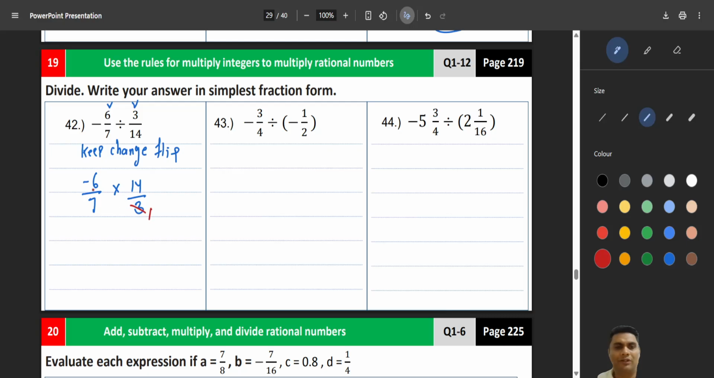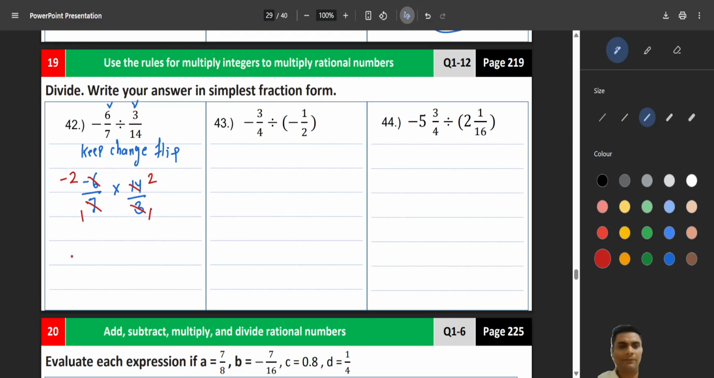Yes, 3 times 1, 3. 3 times 2, 6. Here I will put a minus because there I have minus. 7 and 14 both come in the table of 7. So 7 divided by 7, 1. 14 divided by 7, 2. Khalas.